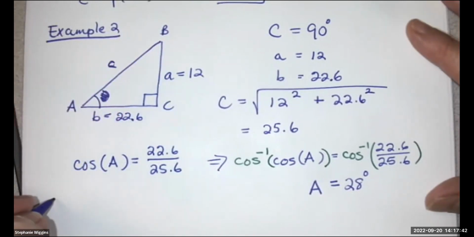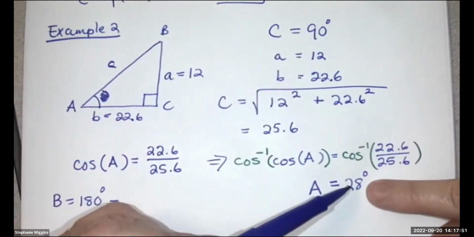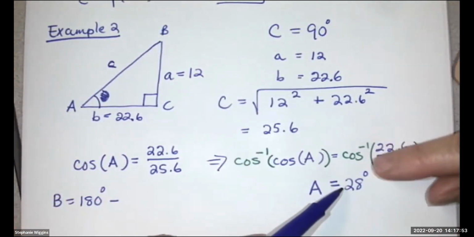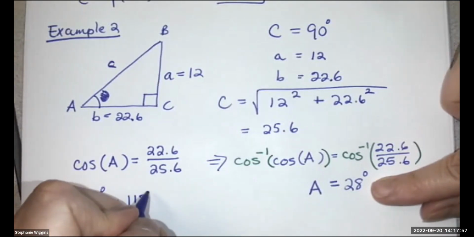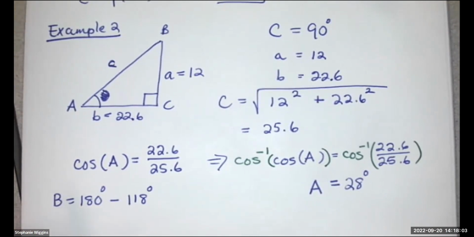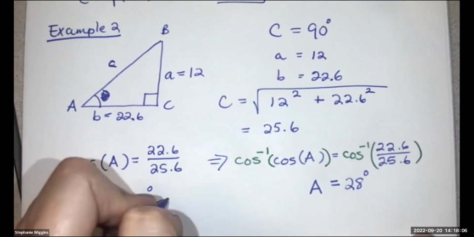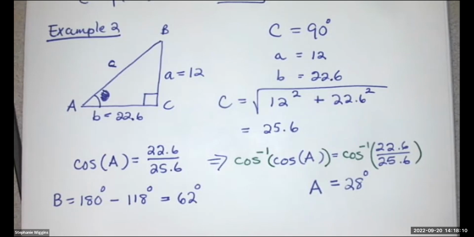And now I can just take 180 degrees minus the sum of these two angles, 90 and 28. So the sum of 90 and 28 is going to be 118. And so if I subtract that from 180, I'm going to get 62. So there I've completely solved the triangle.